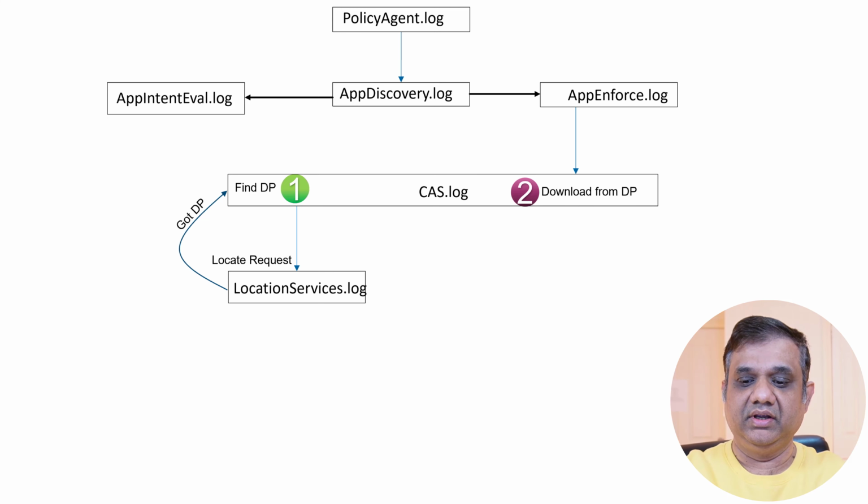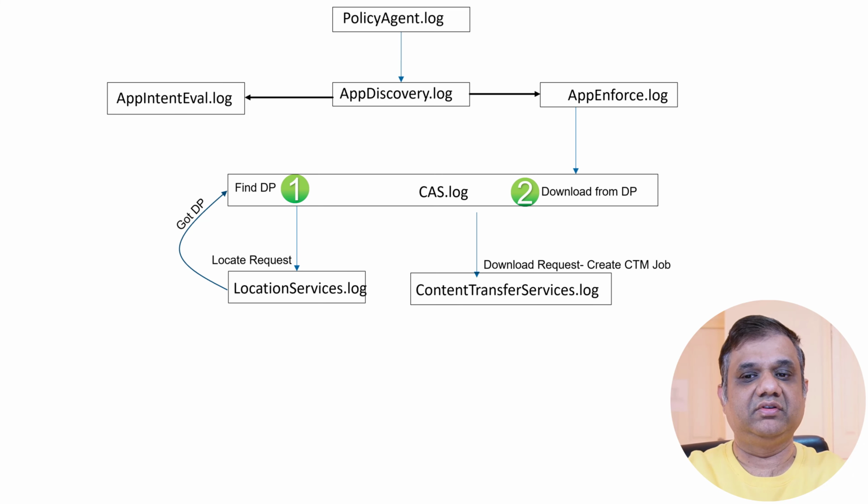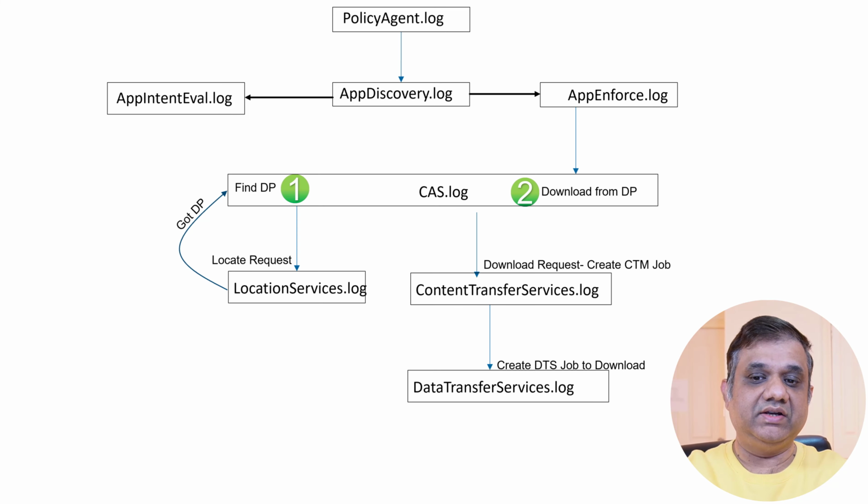We located the DP. It will download from the DP, and for that it is going to create a CTM job. A new request will be created which will be called a CTM job, and that will be transferred to the ContentTransferServices.log. This log file is going to capture all the information related to the content transfer service, meaning downloading of the content. Content transfer services itself is not going to download the content, though the information will be visible over here, but rather it is going to create another job called a DTS job, Data Transfer Services job. That job can be seen under the DataTransferServices.log.